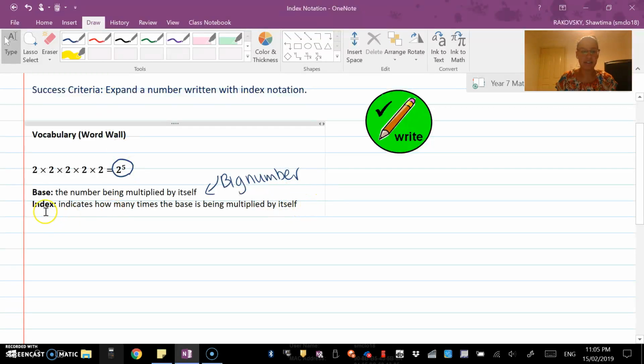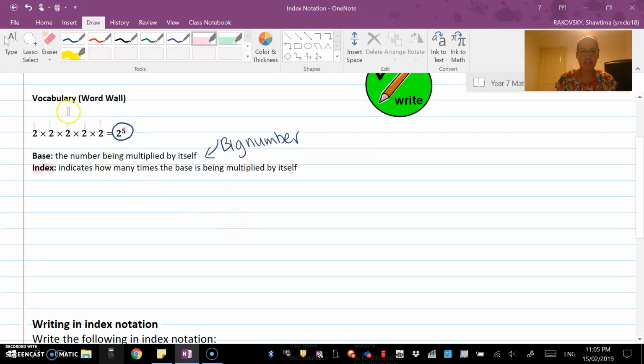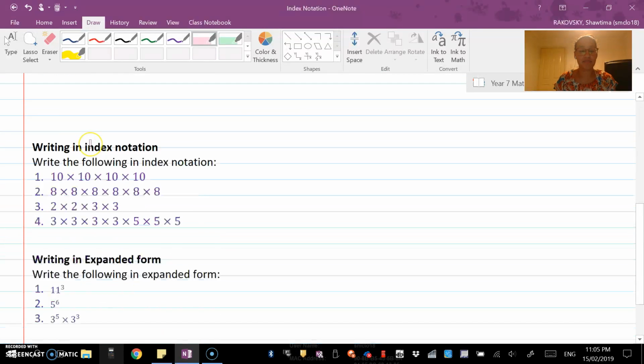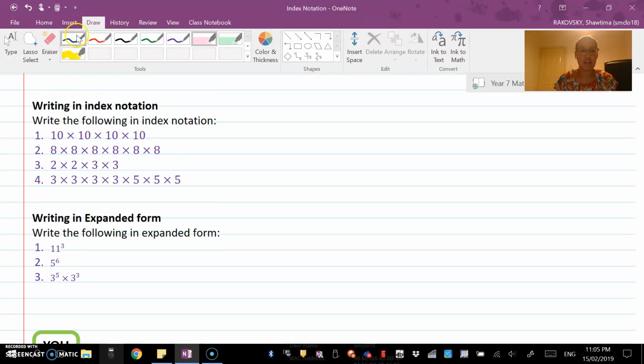And as I said, the little number indicates how many times it's being multiplied by itself. So we can see 5 here, and there's 1, 2, 3, 4, 5 times. So that's what those things mean. So there's the index there, just so we can link those two things together. Okay, so let's use that vocabulary that we have and apply it. Okay, so here we've got a question, writing in index notation.